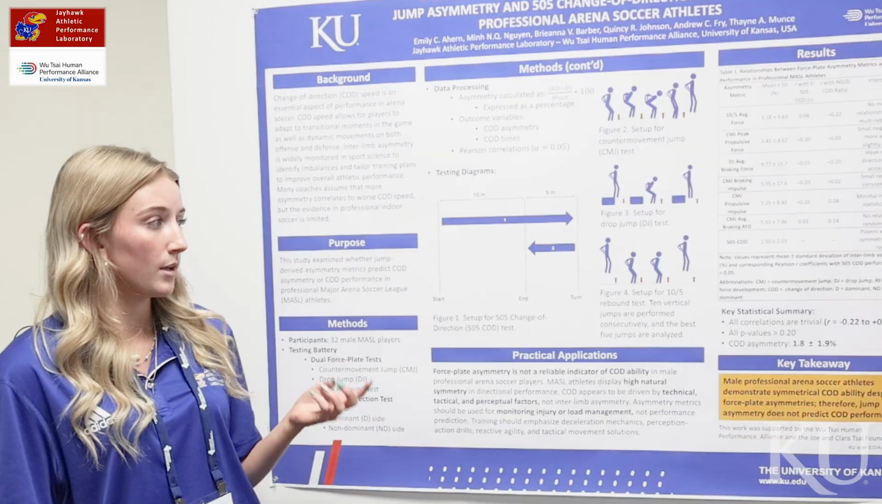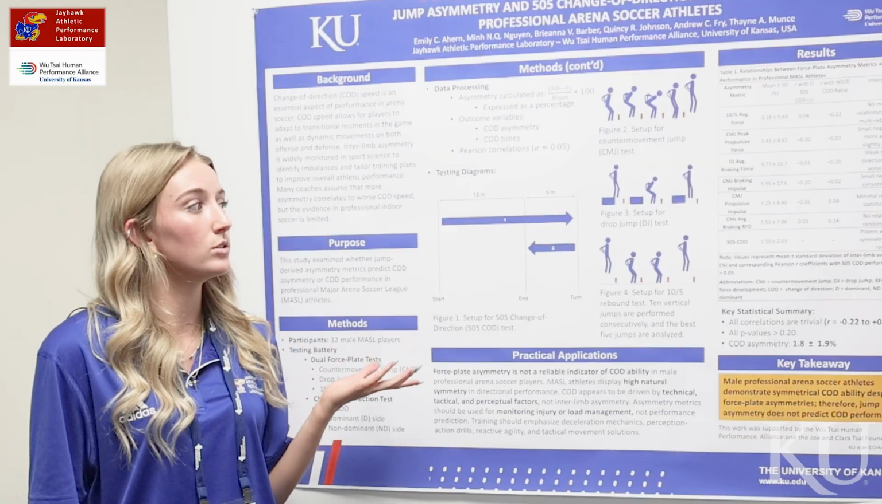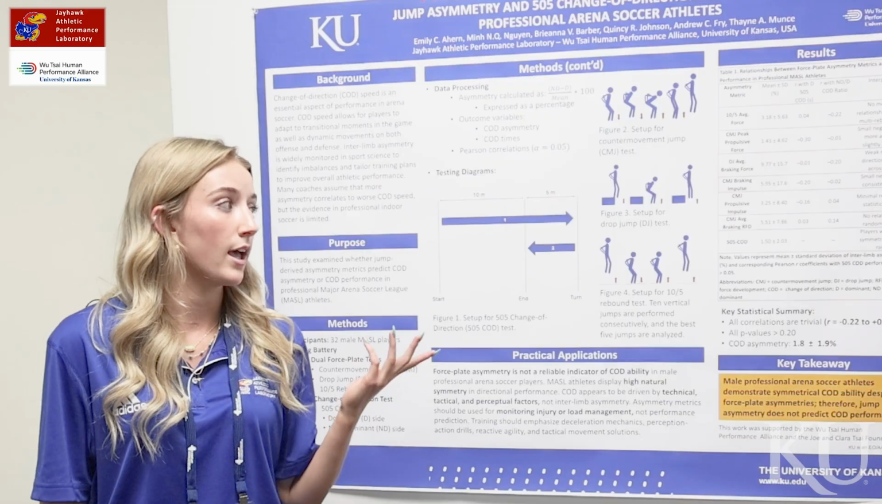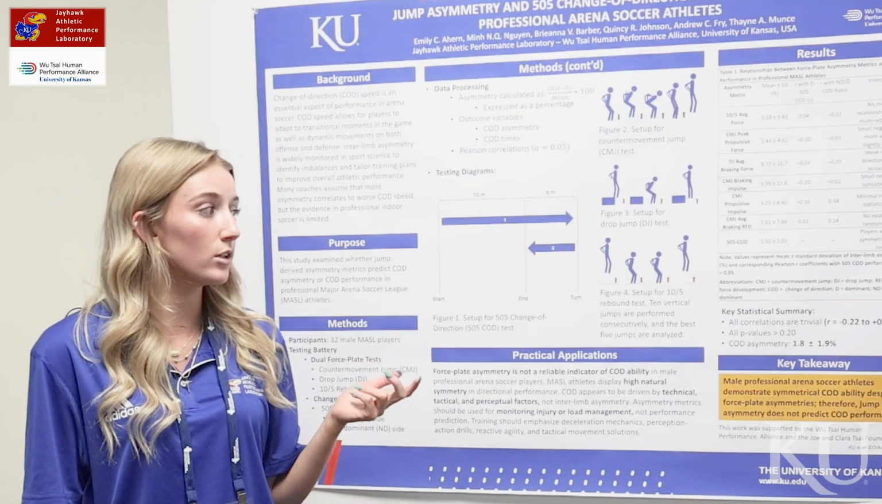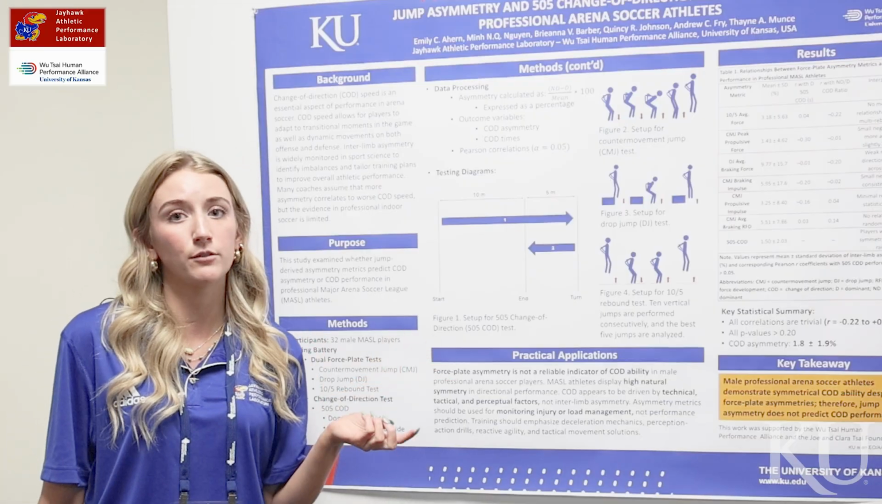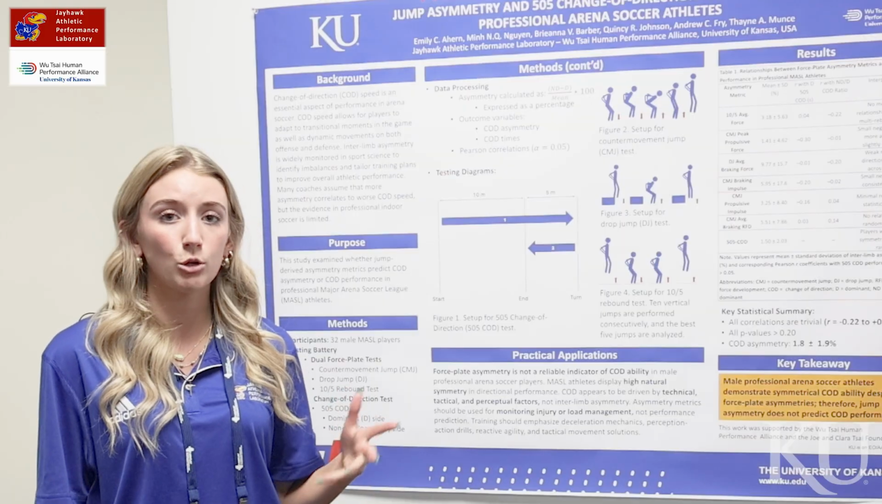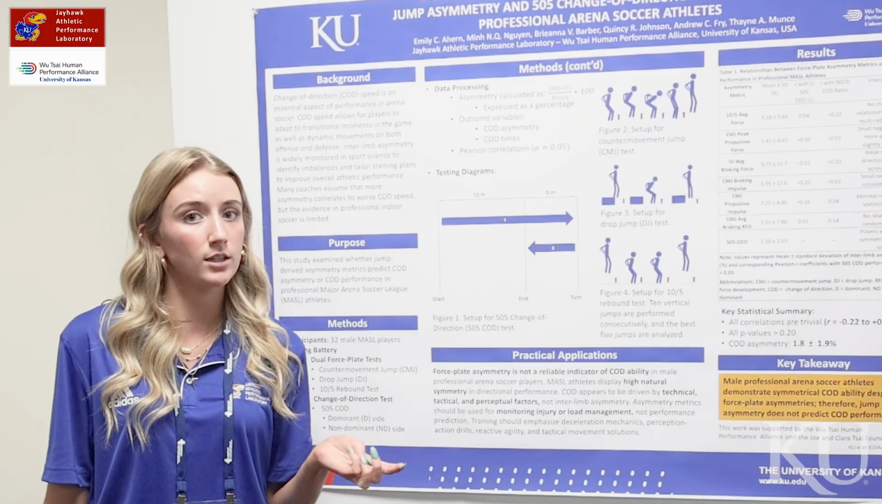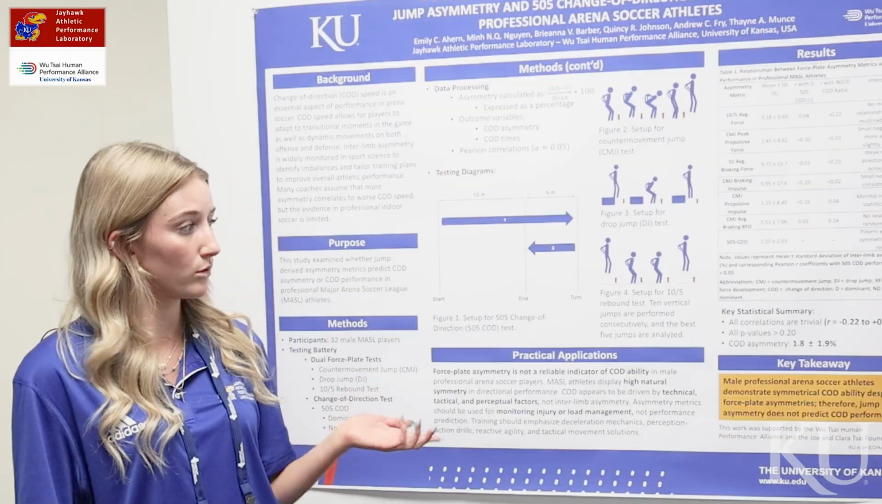But that being said, change of direction should still be used as a performance metric for arena soccer, and interlimb asymmetry should be used as a metric for testing for any type of load performance, especially in youth populations, as well as injury populations, because that is still a good metric for those.